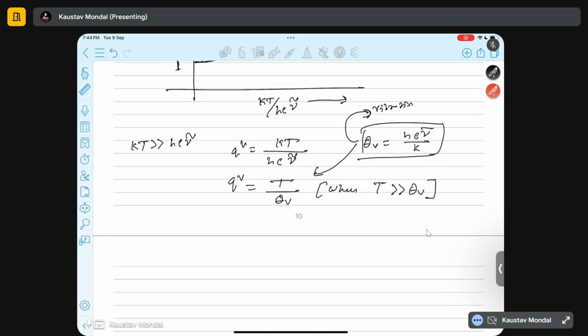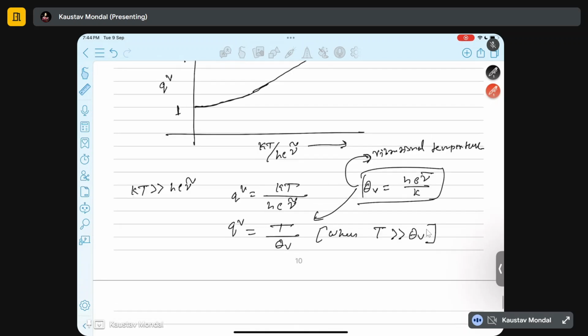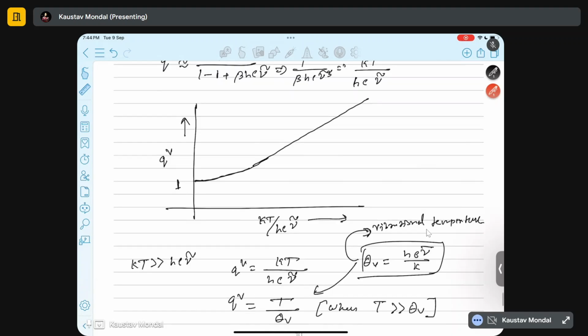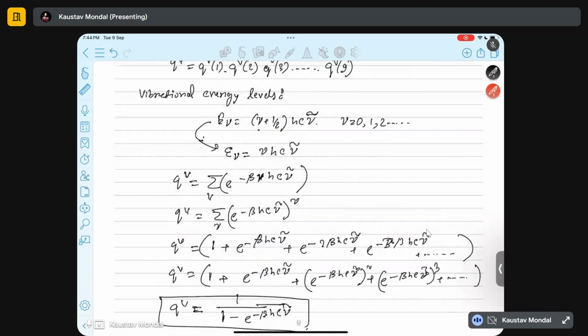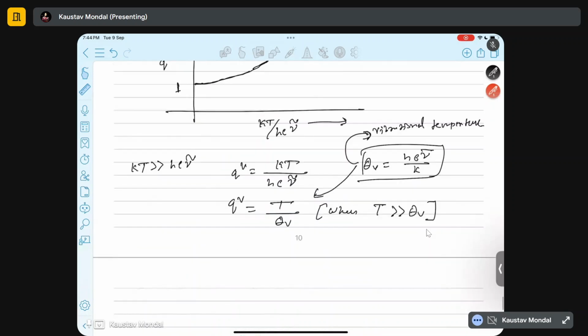Let me call this the vibrational temperature. This can actually be calculated for a particular molecule. This theta v can be calculated, and if the temperature is greater than theta v, then you can approximate it. You can use this approximated formula of QV equal to T by theta v.